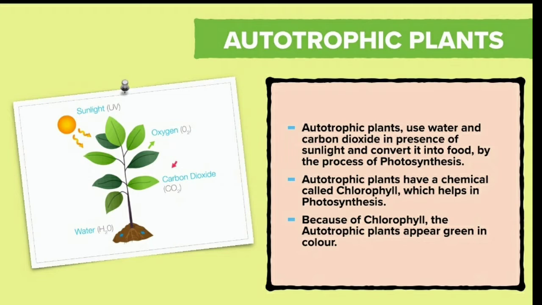Autotrophic plants have a chemical called chlorophyll which helps in photosynthesis. Because of chlorophyll, the autotrophic plants appear green in color. Right? Plants convert this light energy into chemical energy and then store it in the form of food. During photosynthesis, carbon dioxide and water get converted into carbohydrates.